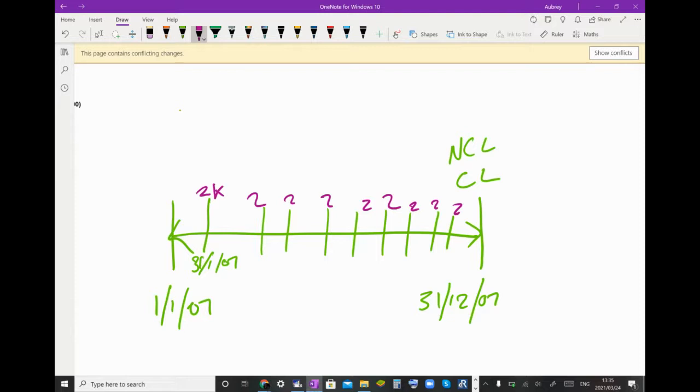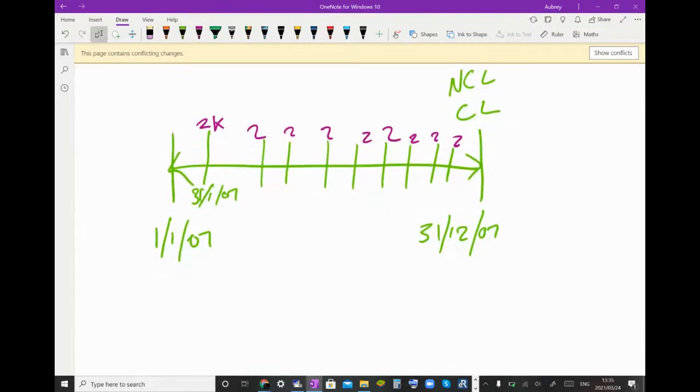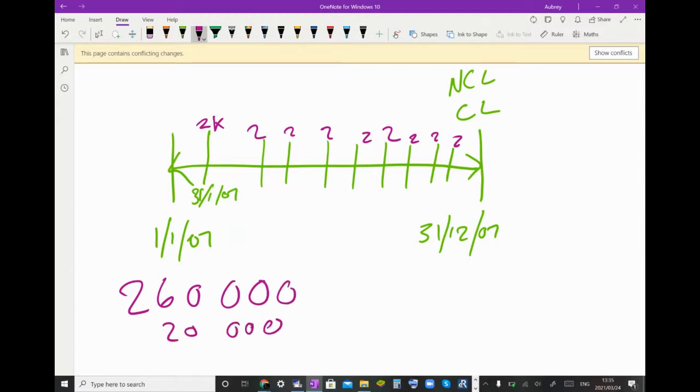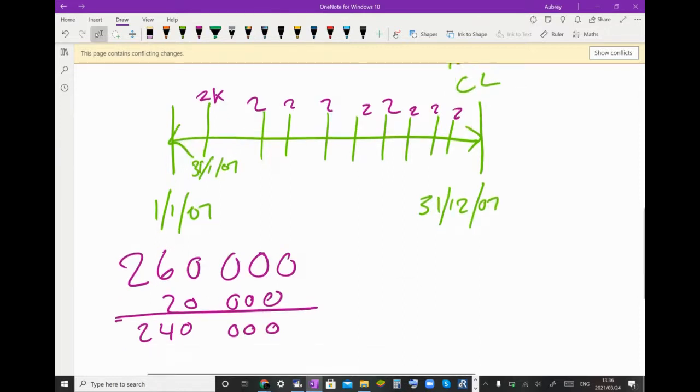Then, how much do we owe on 1 January? Somebody tell me. How much have we spent, or how much do we owe? 240, right? For exactly that logic. Initially, we obviously owed 260, and then we had a deposit of 20,000, which gives us 240. So we've managed to do that much.